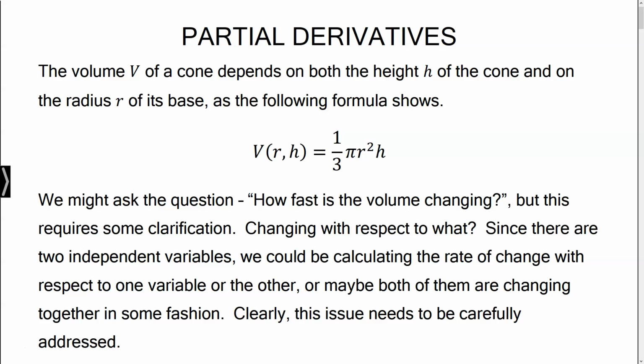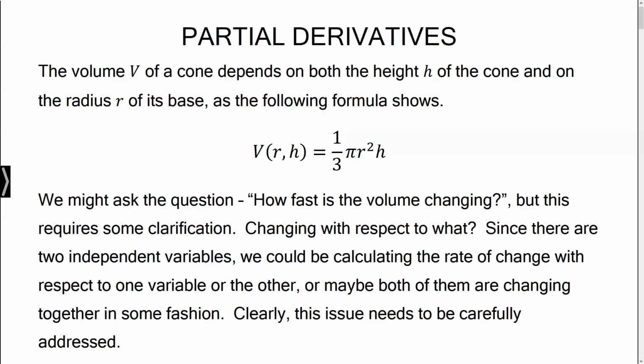The volume of a cone depends on the height and the radius. So we have V as a function of two variables, r and h. So it's 1/3 pi r squared h. So we could ask the question, how fast is the volume changing? This is what a derivative is from Calc 1. Remember that a derivative is an instantaneous rate of change. It's saying how fast is one quantity changing with respect to another quantity.